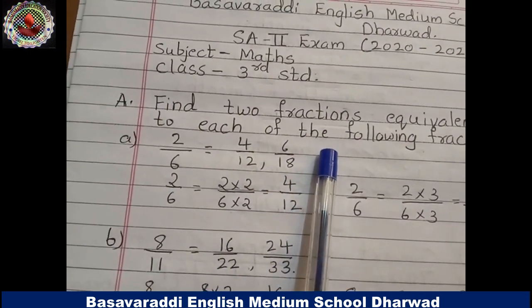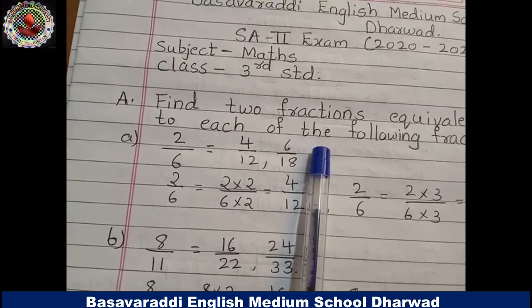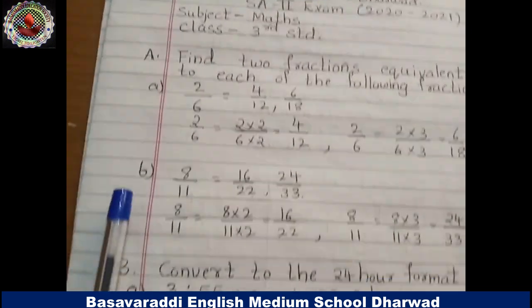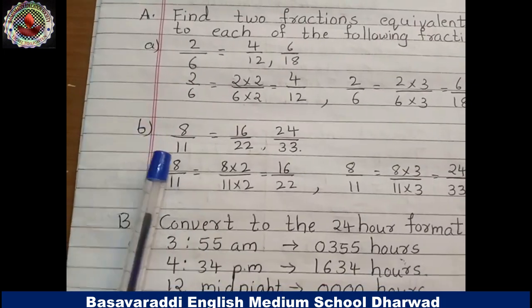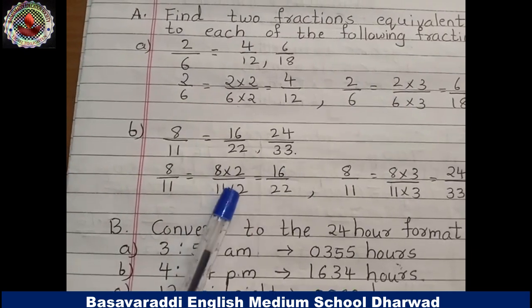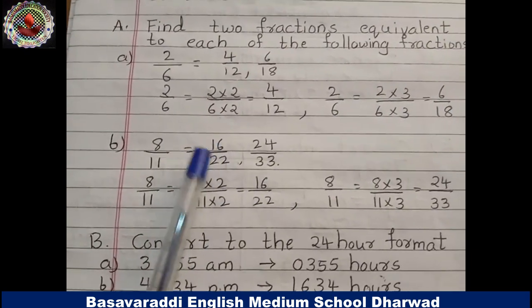Then here, what comes? This is 8 upon 24. Like this you have to move on. Now second one, 8 upon 11. So we are multiplying by 2. The 8 into 2 is 16, and 11 into 2 is 22, so 16 upon 22.